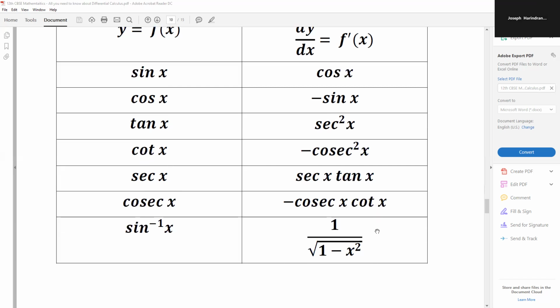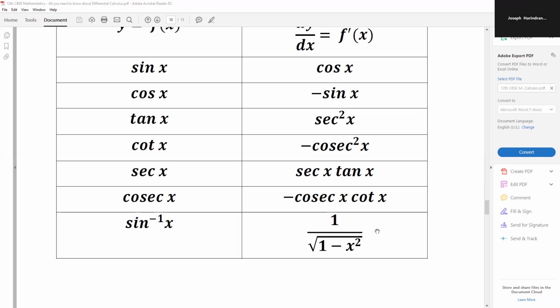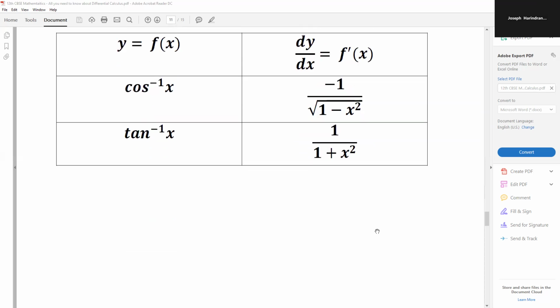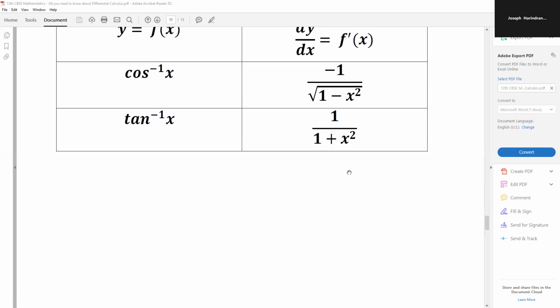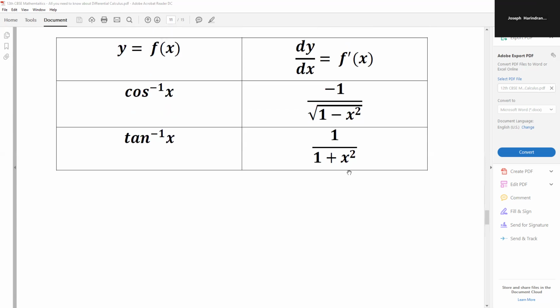Now let us see the inverse trigonometric functions. Sine inverse of x gives 1 by root of 1 minus x squared. Along with it, we will also differentiate cos inverse of x, which is minus 1 by root of 1 minus x squared. Tan inverse of x, when differentiated, gives you 1 by 1 plus x squared. There are other standard forms also; as and when we solve problems, we will come across them. But these important standard forms are used for solving problems in differentiation.